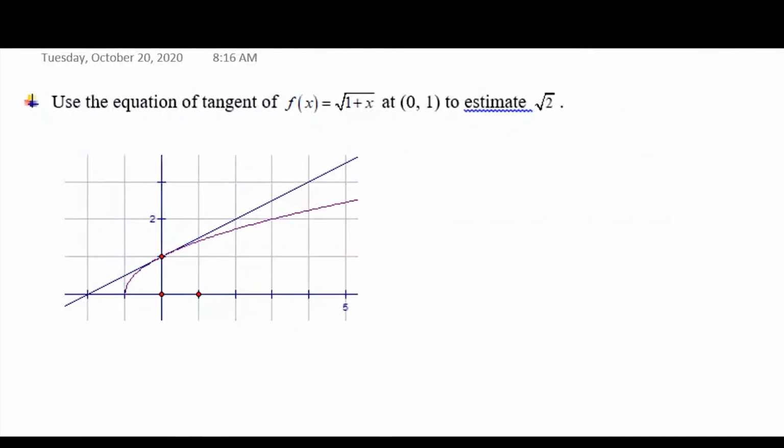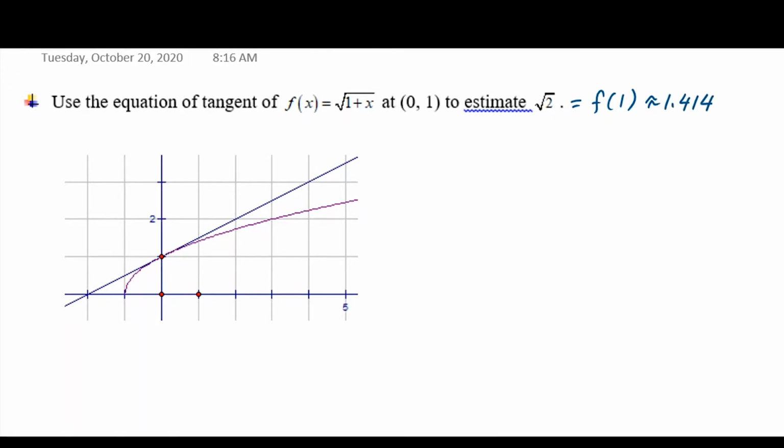The first thing we have to do is learn how to do linearization. It says use the equation of the tangent line to estimate square root 2. What does that mean? Do you see that square root 2 happens to be f of 1? If I plug in 1 here, this function gives you square root 2. And do you happen to know the value of square root 2?